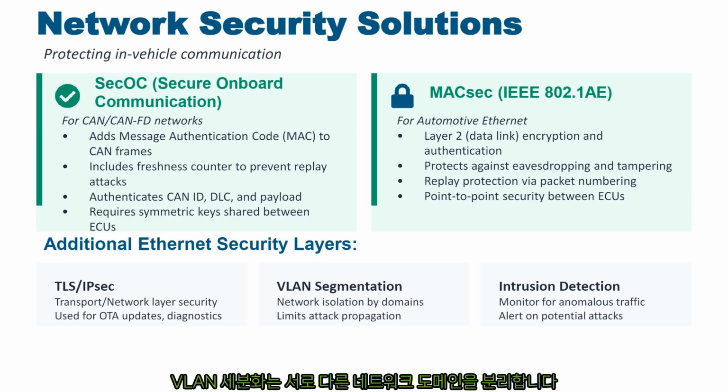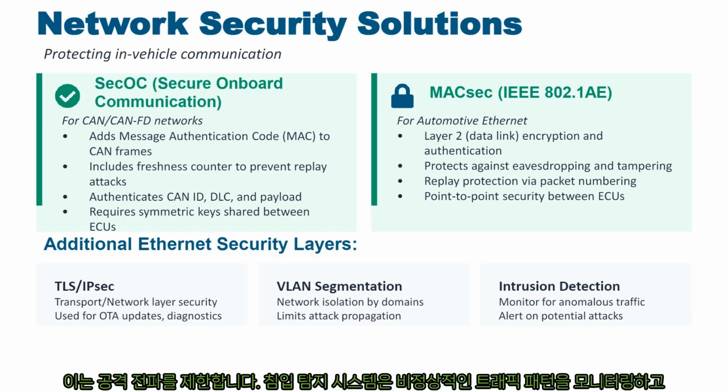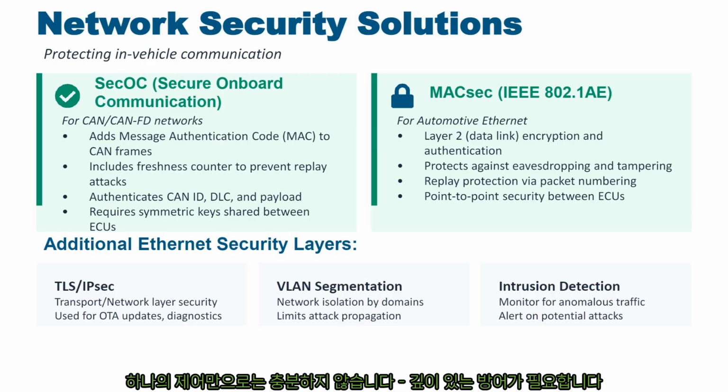VLAN segmentation isolates different network domains. For example, the infotainment VLAN is separated from the chassis control VLAN. This limits attack propagation, and intrusion detection systems monitor for anomalous traffic patterns and alert on potential attacks. The key takeaway? Security must be layered. One control isn't enough. You need defense in depth.